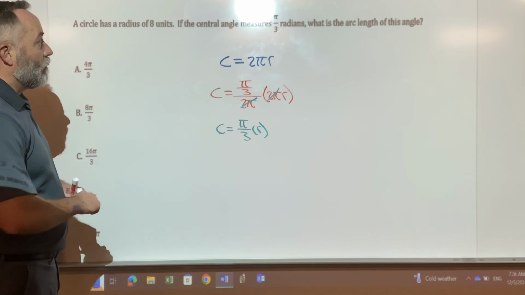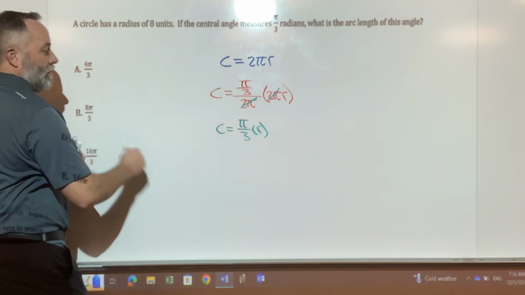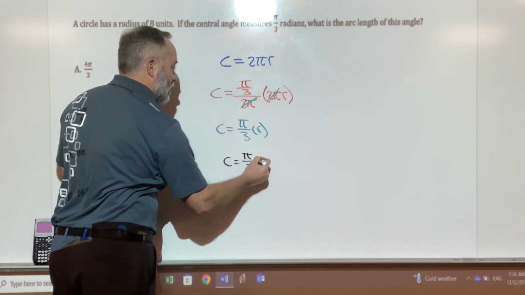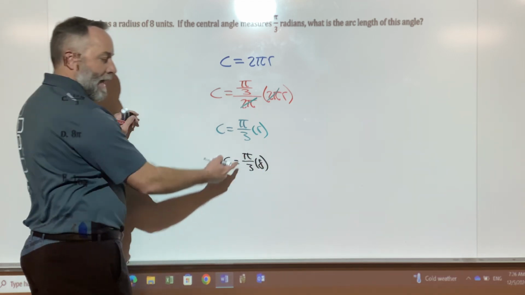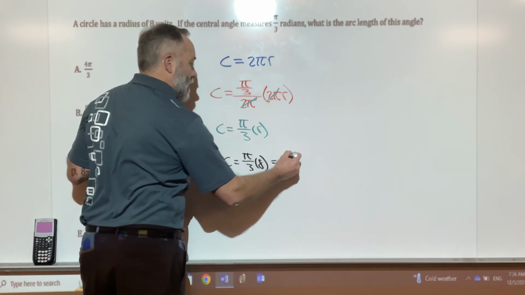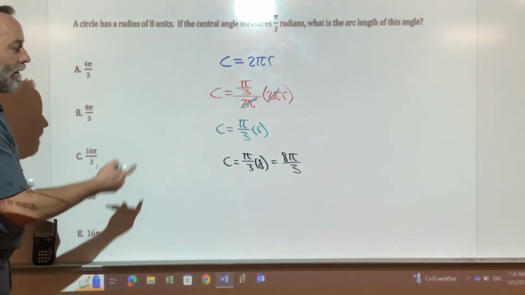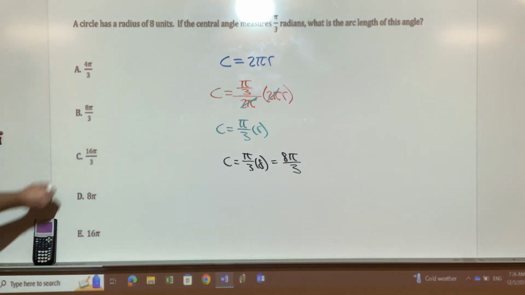Or the circumference is equal to pi thirds times the radius. And we know we're given the radius to be 8, so c is equal to pi thirds times 8, and that's just going to give us 8 pi thirds. And we find that answer in choice B.